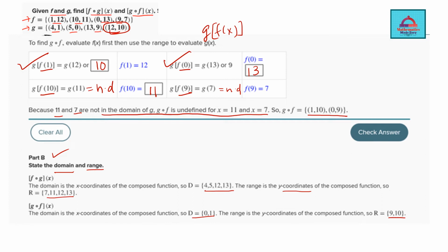This is how you find domain and range and solve questions on composite functions. Let's do one more question in the next slide.